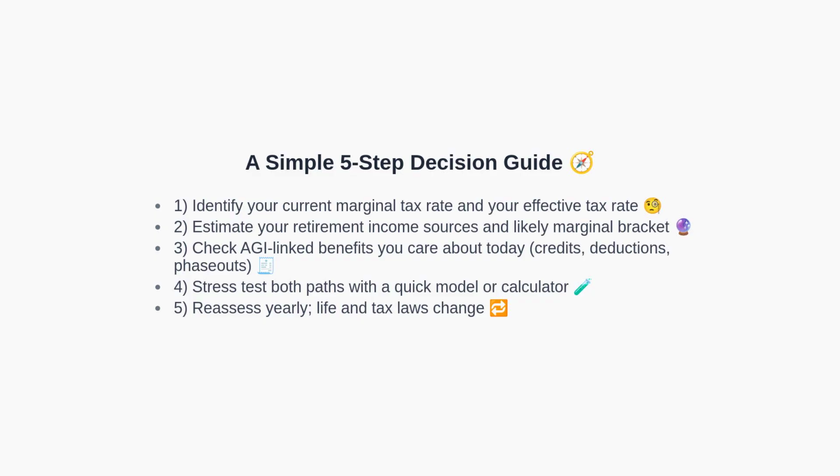Next, here is a 5-step guide. First, identify your current marginal rate and effective rate. Second, estimate retirement income sources and your likely marginal bracket. Third, check whether reducing adjusted gross income today helps you qualify for tax credits, deductions, or avoid phase-outs. Fourth, test both contribution paths with a simple calculator, even if it is a rough model. Fifth, reassess each year since earnings, goals, and tax laws evolve. This stepwise approach keeps your plan aligned with changing circumstances.